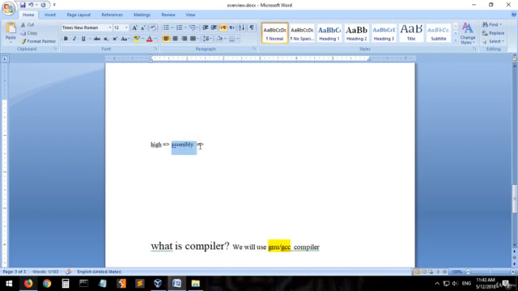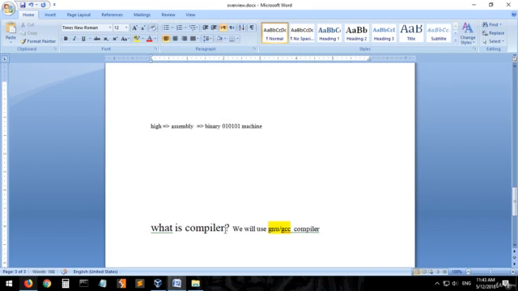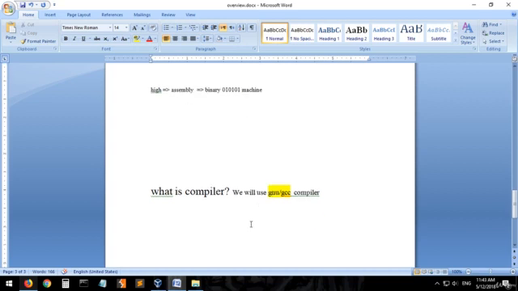After the assembly, it will be translated into binary, which is 0101 and so on. This is the machine language. So in this course we will use the GNU GCC compiler. It is available in all Unix or Linux distributions.